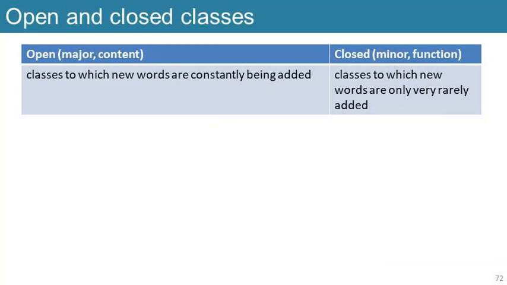Okay, we've looked in some depth at the various parts of speech. Let's conclude this analysis with a higher level classification, namely into open and closed classes, also called the major or content classes and minor or function classes by some grammarians. The open classes are those classes to which new words are constantly being added. The closed classes are those classes to which new words are only very rarely added.